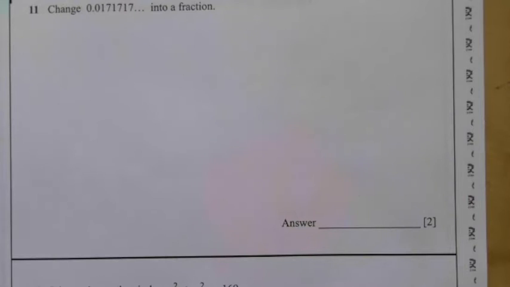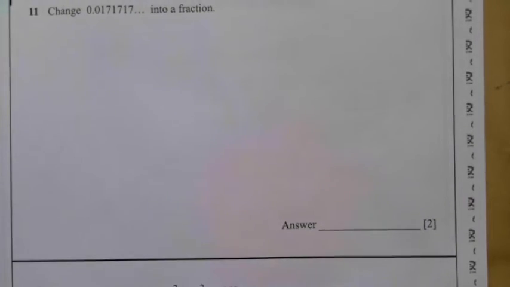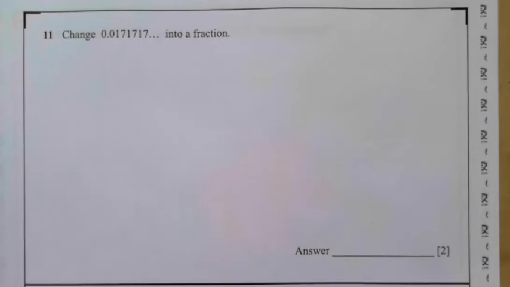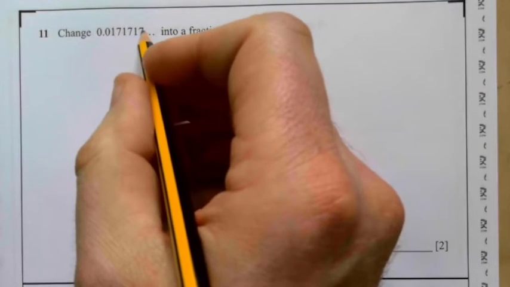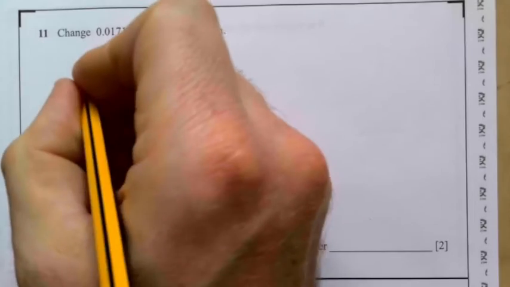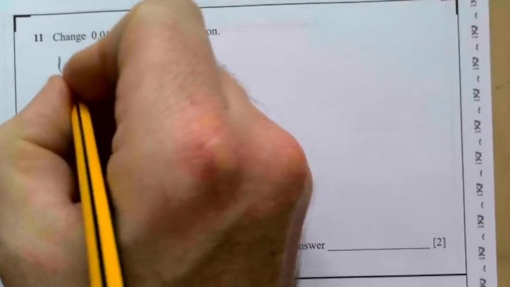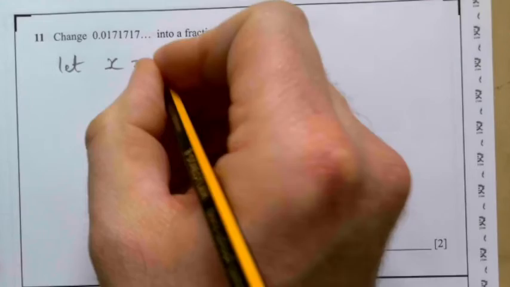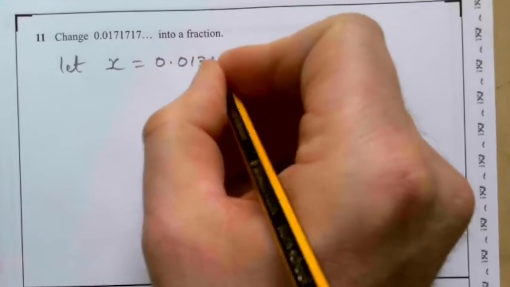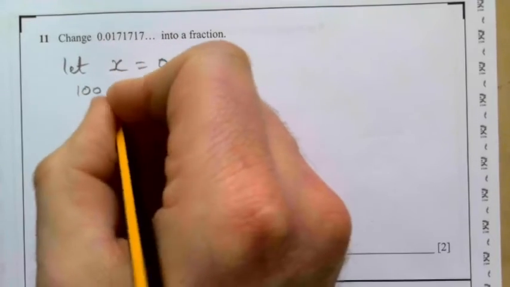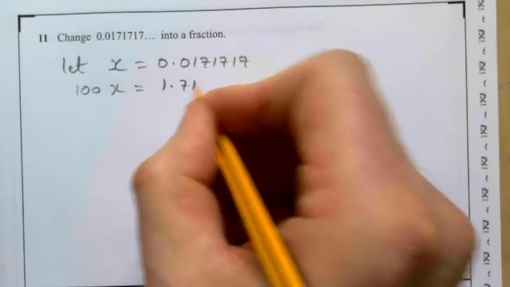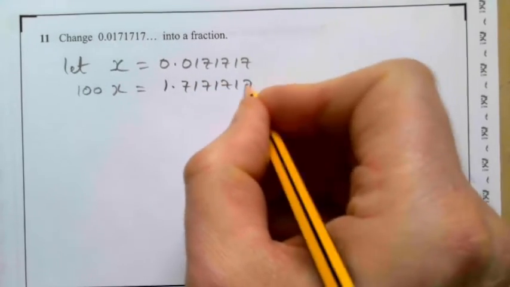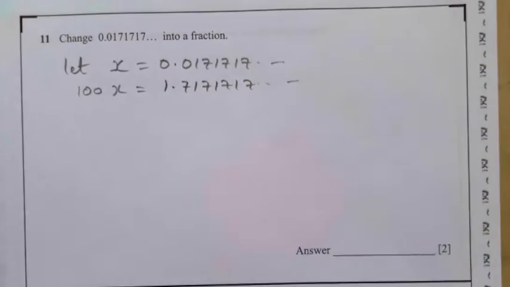Number 11. Change 0.01717 into a fraction. Our wee trick for this, there's two numbers repeating, so we would times it by 100. So I'm going to let x equal it, and then 100x. So I'm timesing this by 100. It's going to give me 1.7171717. And of course both those go on forever.